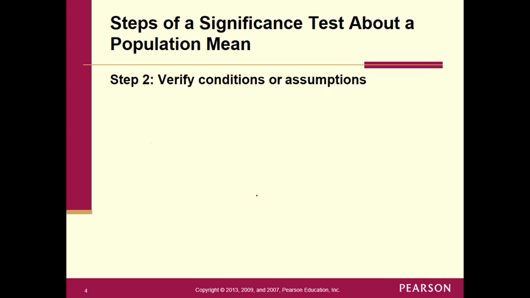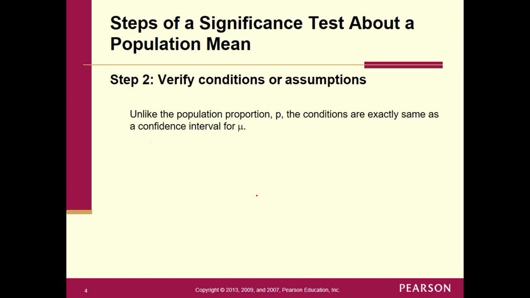Step two, verify the conditions or assumptions. All right, so unlike the population proportion p, the conditions are exactly the same as a confidence interval for mu. If you look back at a confidence interval for p and a hypothesis test for p, there are slightly different conditions. That's not the case for mu. The confidence interval and the hypothesis test have exactly the same conditions. Nothing new to memorize here. Okay, so let's review them.